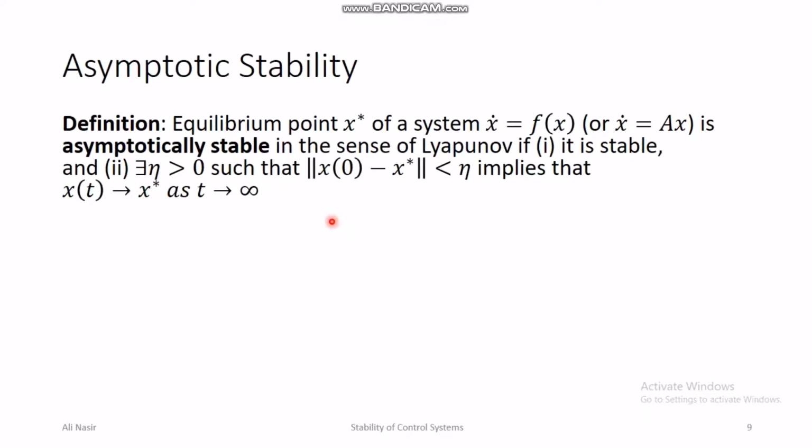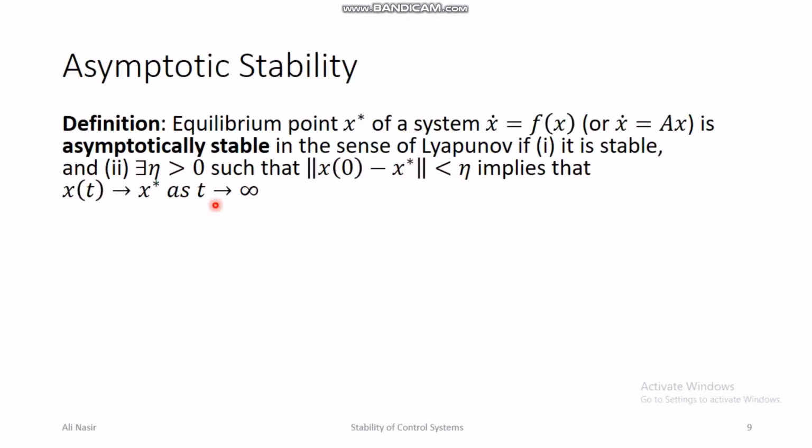Then there is asymptotic stability. The equilibrium point of a system is asymptotically stable in the sense of Lyapunov if it is stable, and additionally it has the property that there exists some eta value greater than 0, such that if you start within the eta distance from the equilibrium point, then you actually converge to the equilibrium point. This is called attractivity. So asymptotic stability is stability plus attractivity. So eta is basically the radius of attractivity. If you start within this radius of attractivity, you are attracted towards the equilibrium point.